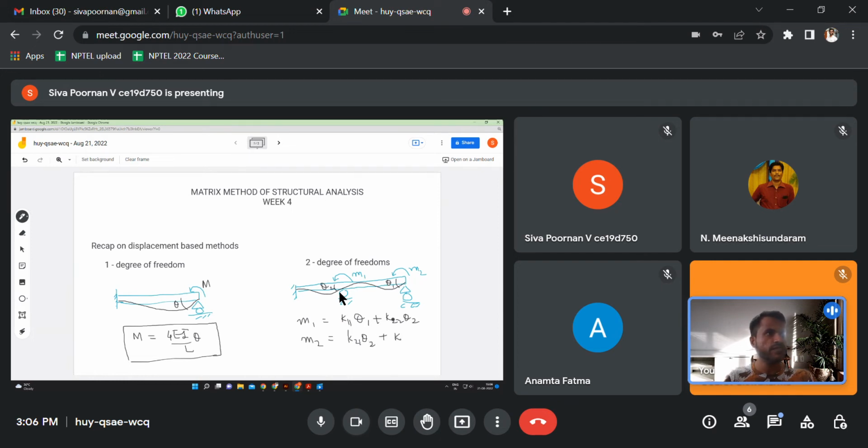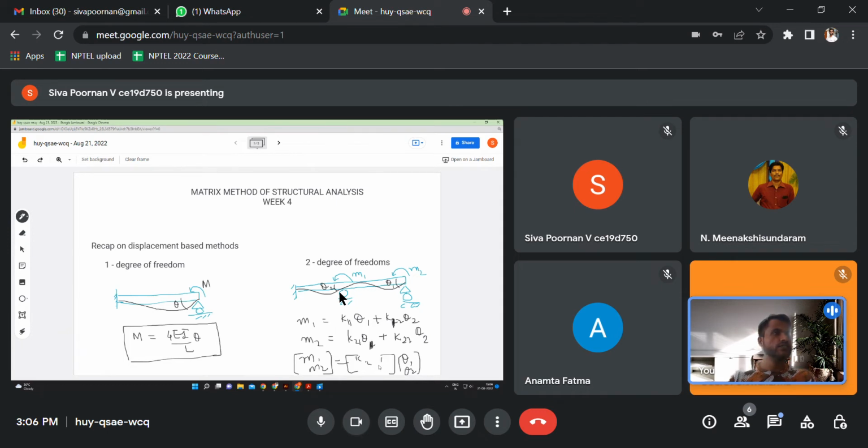I'm sorry, I made a mistake here. It should be k12 and k22 here, right? So again I made a mistake here. It should be theta 1 here and this is theta 2. So we can write this in matrix format, and we know that M1, M2 should be some matrix times theta 1 and theta 2, right? That matrix will contain these 4 numbers.